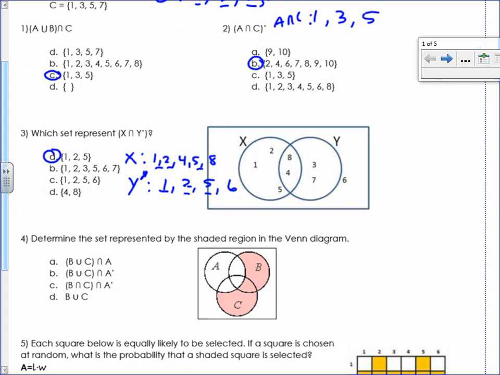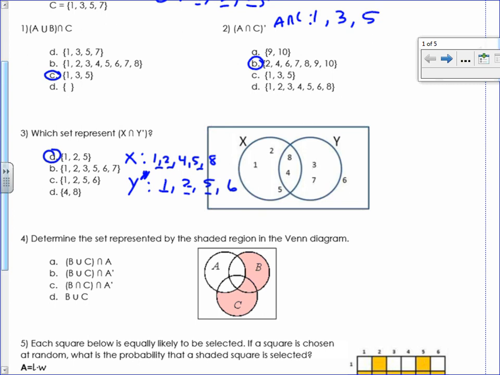Wait, but what you just said is what's not. Okay, listen, ladies and gentlemen. Is 1 in set Y? No. Is 2 in set Y? No. Is 5 in set Y? No. Is 6 in set Y? No. That's everything that's not in Y.